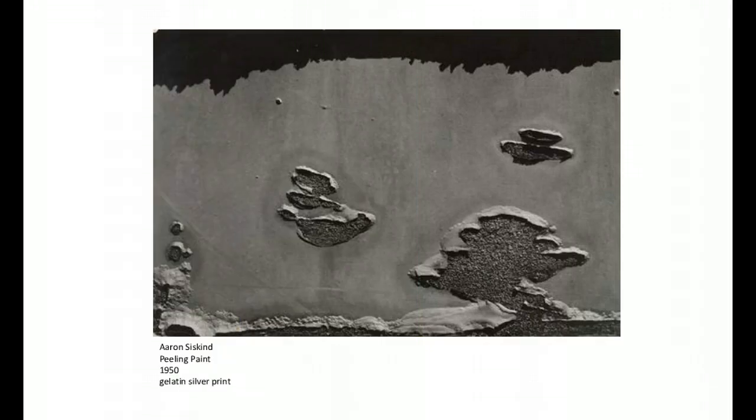Aaron Siskind, Peeling Paint from 1950. Conceptually, sure, it deals with the ideas put forth by de Kooning and this idea of paint ripping away and being put back on and ripping away and put back on. Siskind, who's a photographer, I think, however, aesthetically aligns much more with Clyfford Still, whose gesturally abstracted swatches of paint actually looked like ripped sheets of paper that have been collaged together. Siskind's photograph here does the same.